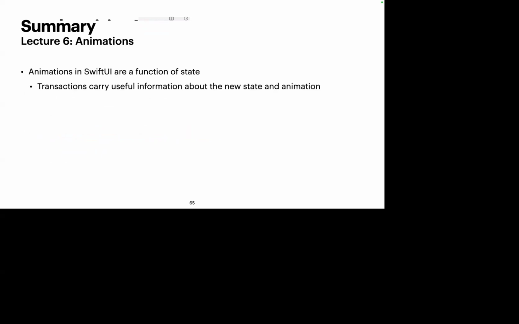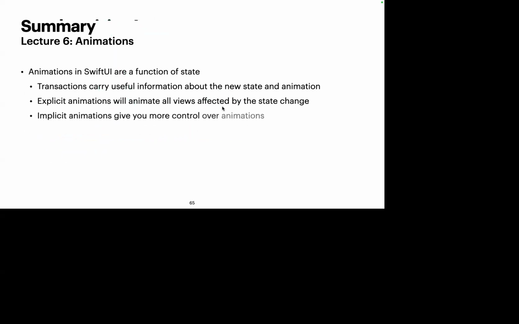All right, to summarize what we learned today: animations in SwiftUI are a function of states, and we create animations via transactions. A transaction carries metadata about the new state and animation properties, such as the timing curve. Explicit animations happen when there's a change from an event, and it will animate all views affected by the state change up the view hierarchy. Implicit animations give you more control because you can specify multiple implicit animations between different positions in the view hierarchy. And as the animation occurs, it will override the one prior, so that subsequent view modifiers will be animated with a different timing curve.